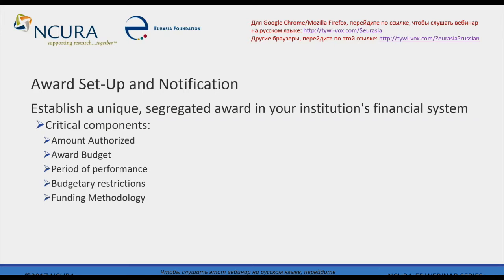The funding methodology. In most cases, grants and contracts are on a cost reimbursable basis. What that means is your institution incurs the expenses and then subsequently invoices the sponsor to recover the funds to reimburse for those costs.